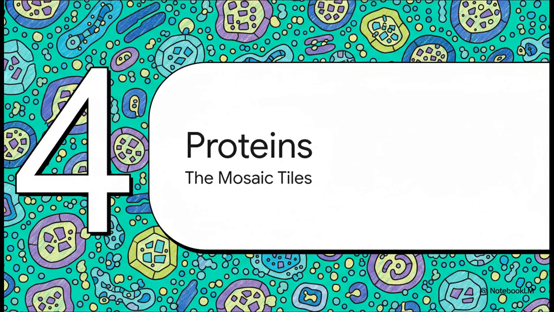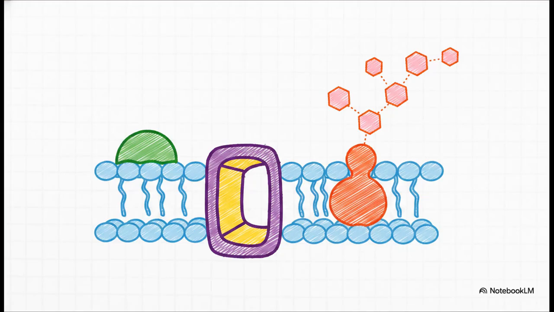Part 4. Proteins, the mosaic tiles. Floating within this stabilized lipid structure is the membrane's specialized functional machinery, the proteins. First up, we have intrinsic or integral proteins. These are amphipathic molecules that literally span the entire width of the bilayer. Then we have extrinsic or peripheral proteins that just attach to the surface without crossing through.